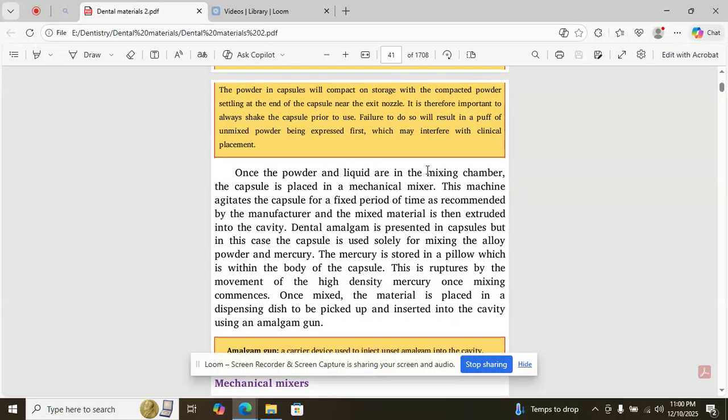Once the powder and liquid are in the mixing chamber, the capsule is placed in a mechanical mixer. This machine agitates the capsule for a fixed period of time as recommended by the manufacturer, and the mixed material is then extruded into the cavity. Dental amalgam is presented in capsules, but in this case the capsule is used solely for mixing the alloy powder and mercury. The mercury is stored in a pillow which is within the body of the capsule. This is ruptured by the movement of the high-density mercury once mixing commences.